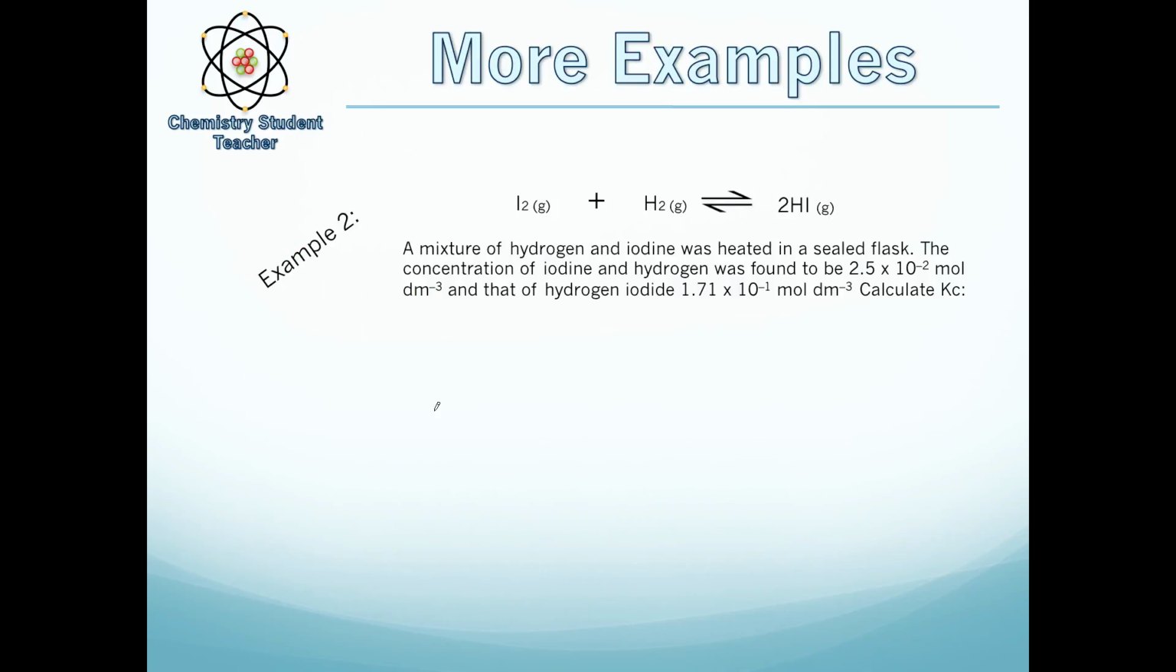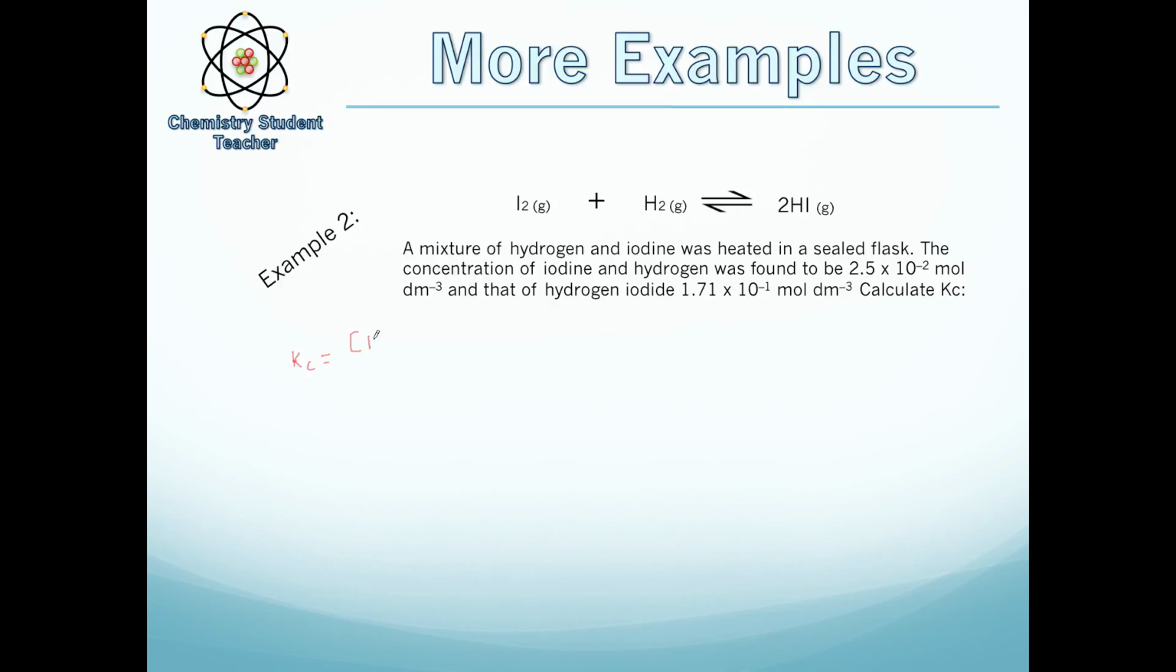Okay, so let's look at example 2. Here we have a reaction of I2 plus H2 is in equilibrium with 2HI. So a mixture of hydrogen and iodine was heated in a sealed flask. The concentration of iodine and hydrogen was found to be 2.5 times 10 to the minus 2 moles per dm cubed, and the concentration of hydrogen iodide was 1.71 times 10 to the minus 1 moles per dm cubed. Calculate Kc.